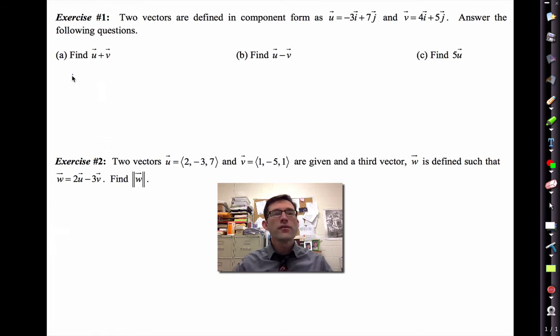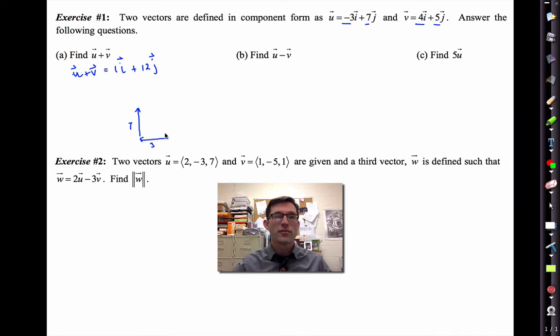All right, so if you said that u plus v was gotten by simply taking the x component of u and adding it to the x component of v and getting 1, well, you're correct. And if you said that adding the y component of u to the y component of v, you would also be correct. So u plus v is the vector 1i plus 12j. By the way, that kind of makes sense because if you really think about it, u is a vector that goes to the left 3 and then goes up 7, right? Giving us this resultant vector.